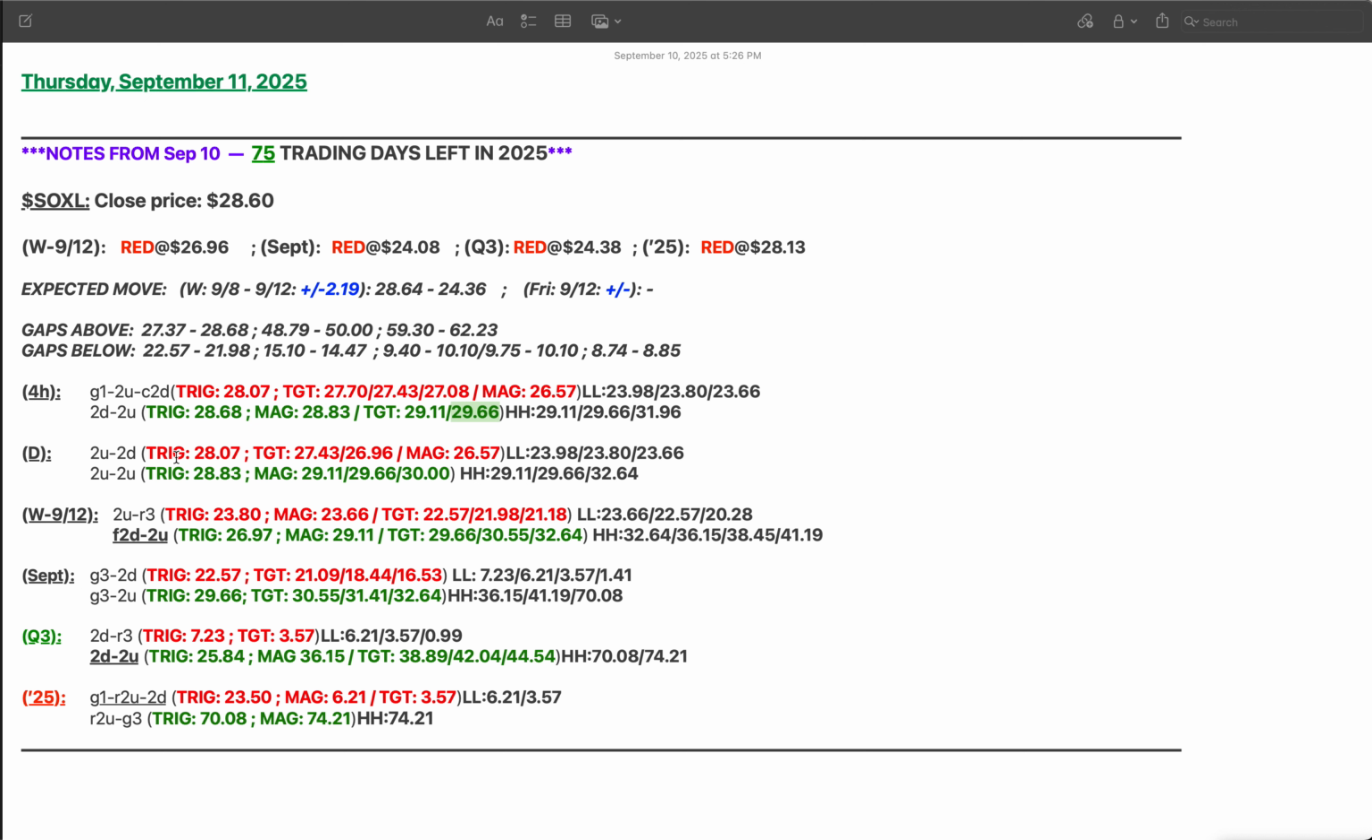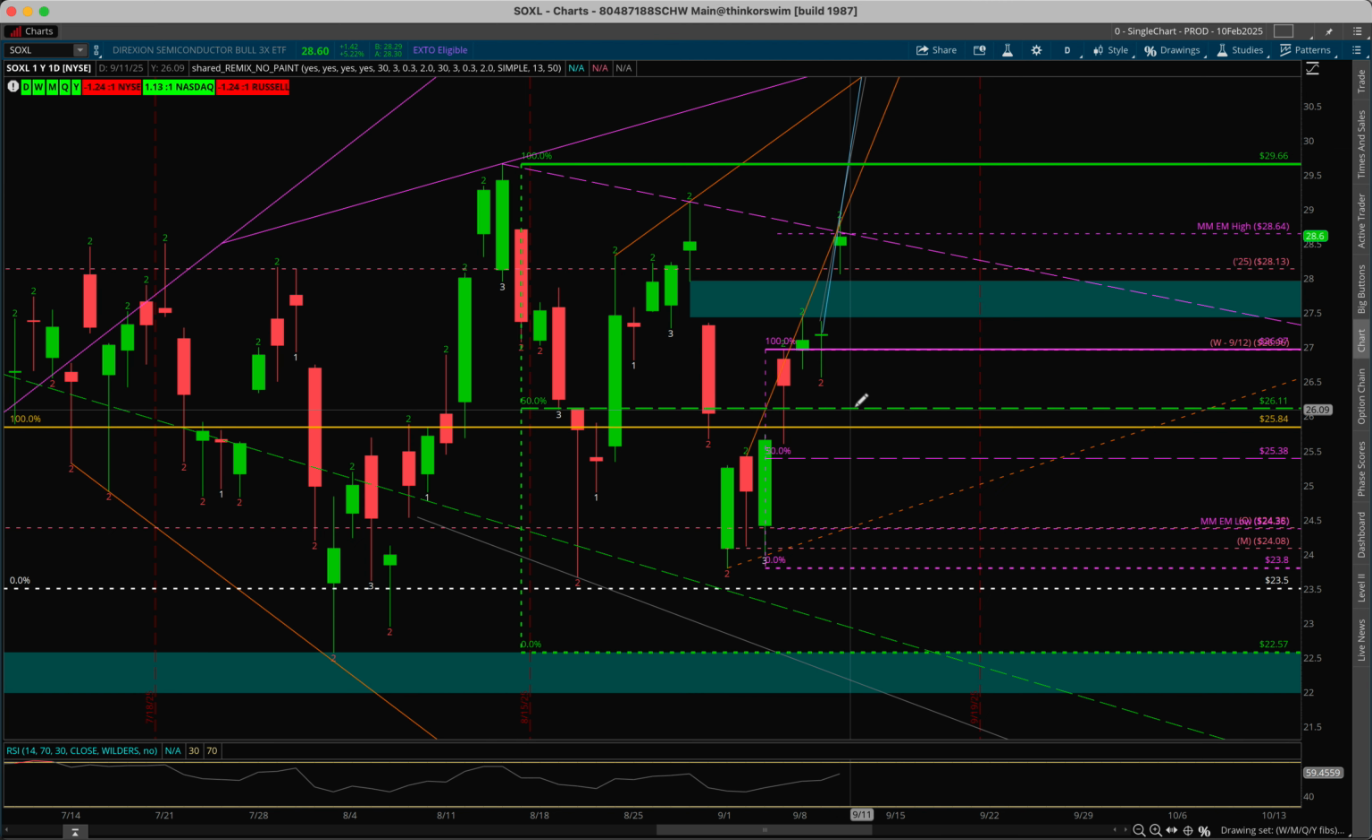So if we go over to our notes, we can see to the downside, we've got the 2 up, 2 down, triggering at 28.07, targeting 27.43, 29.66 with the magnitude, 26.96 with the magnitude of 26.57. Right, so that's basically the same magnitude of this 1-2 up, 2 down, which is why I say that the 4 hour triggers and targets really roll into the day. We don't have any further extended target on that. I mean, we could, just because it's the day.